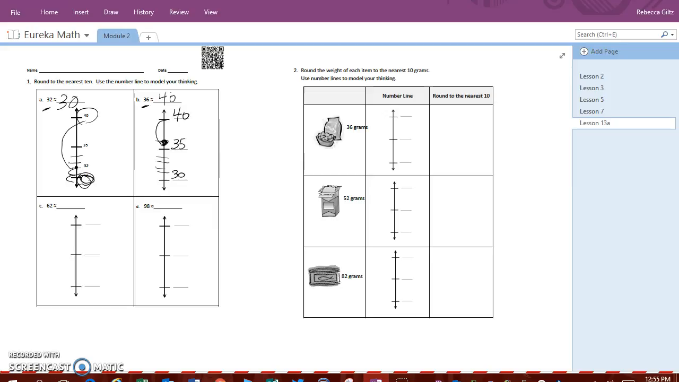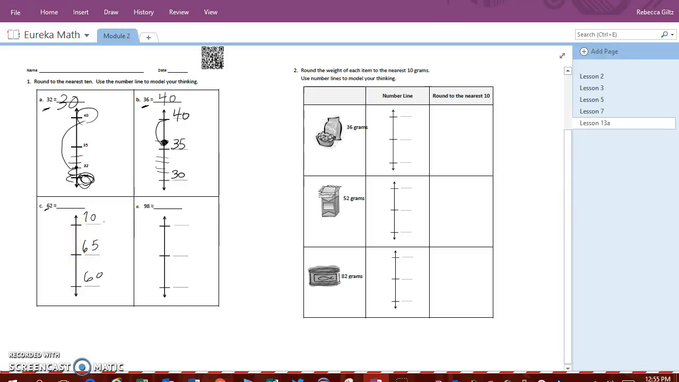All right. Letter C, 62. So I'm going to focus on the number in the tens column or tens place. That's a 6. 6 tens is 60. So I'm going to put that at the bottom of my number line. One more 10 than 60 is 70. So that's the top boundary of my number line. What's in between 60 and 70? 65.